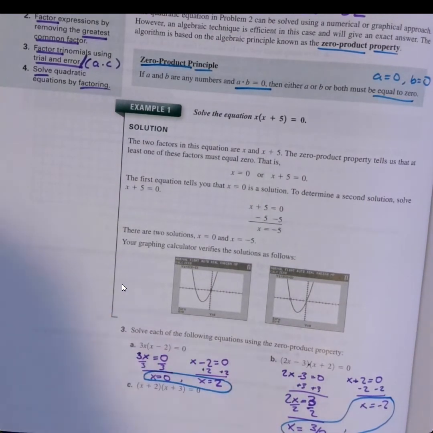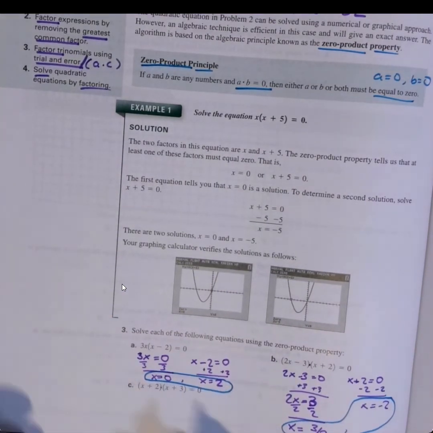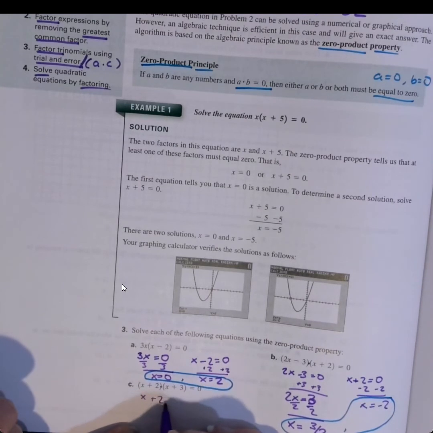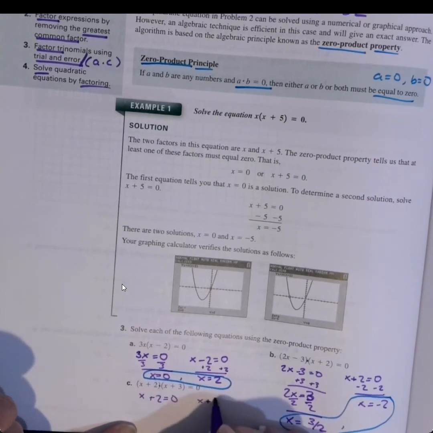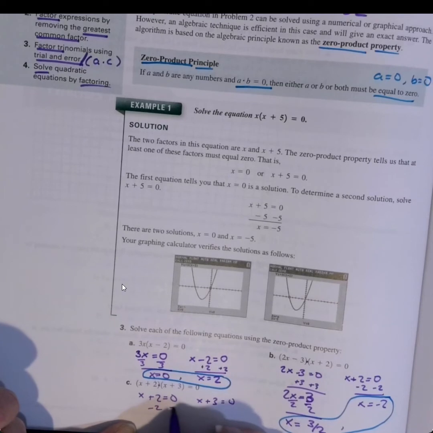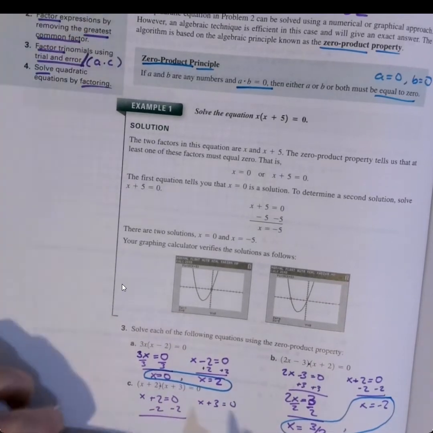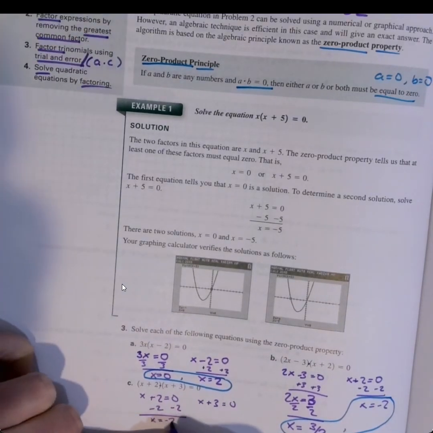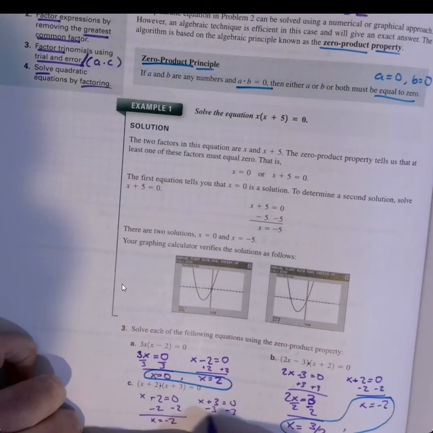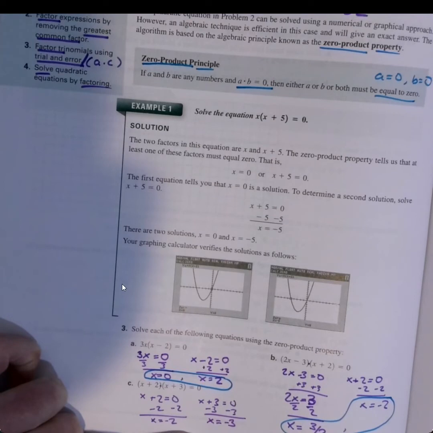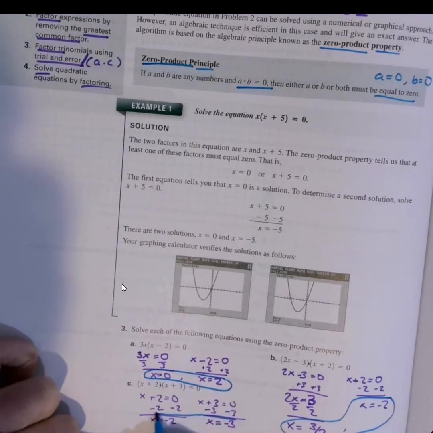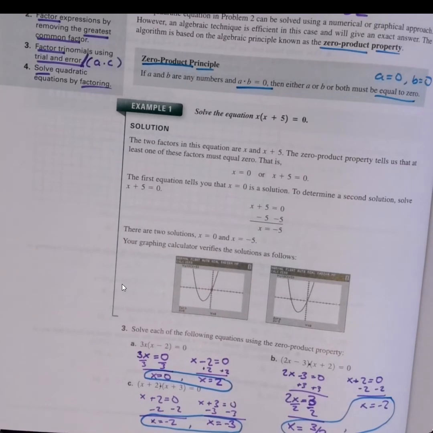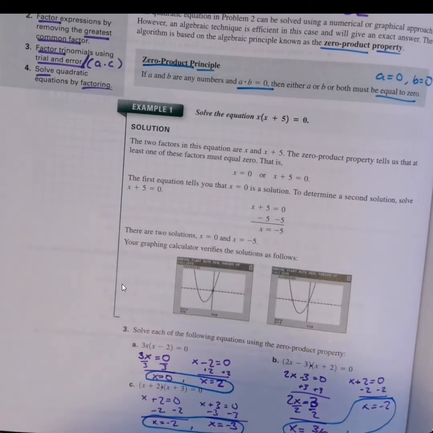And the last one, again, it's a product, so x plus 2 equals 0 and x plus 3 equals 0. If I subtract 2 from both sides, that gives us x equals negative 2, or subtract 3 from both sides, that gives us x equals negative 3. And if either one of those is true, then the whole thing is true. So we have two solutions that could make this true: x is equal to negative 2 and x is equal to negative 3.